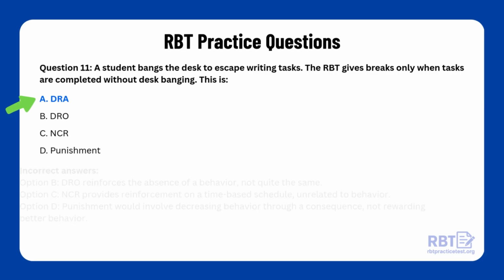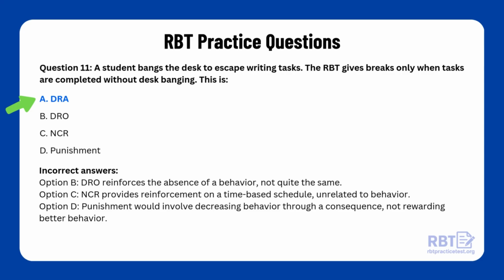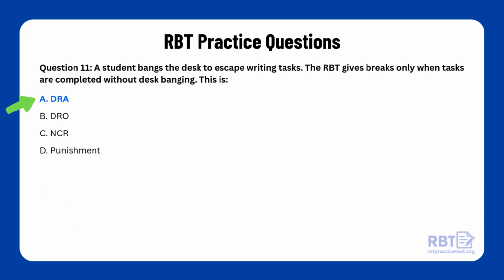Now for the wrong answers. B is DRO, which reinforces the absence of a behavior. Not quite the same. C is NCR, which provides reinforcement on a time-based schedule, unrelated to behavior. And D, punishment would involve decreasing behavior through a consequence, not rewarding better behavior. So when you're reinforcing a more acceptable behavior that serves the same purpose, that's DRA.